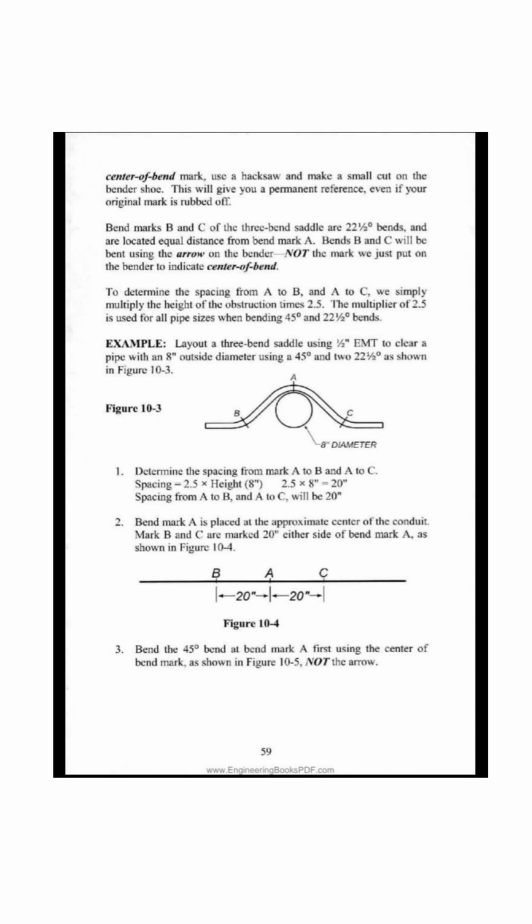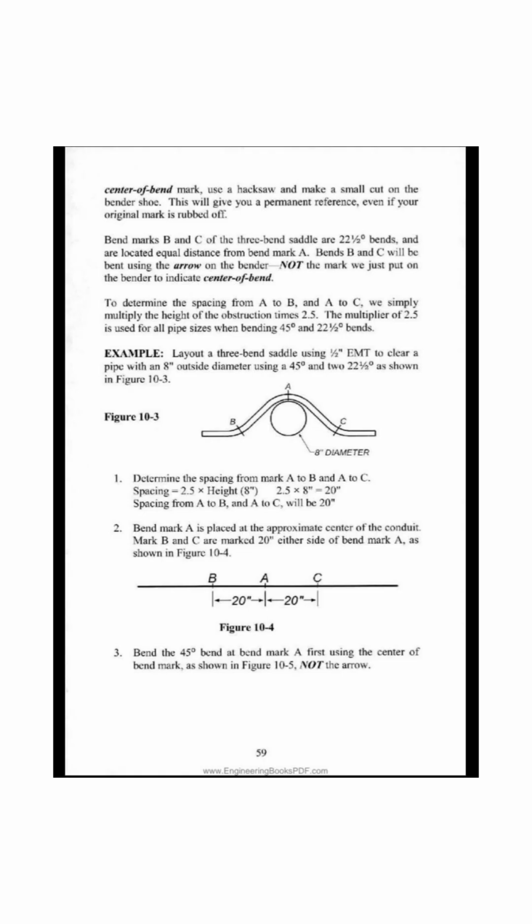To determine the spacing from A to B, and A to C, we simply multiply the height of the obstruction times 2.5. The multiplier of 2.5 is used for all pipe sizes when bending 45 degrees and 22.5 degrees bends. Example: lay out a 3-bend saddle using 1/2 EMT to clear a pipe with an 8 inches outside diameter using a 45 degrees and 22.5 degrees bends as shown in figure 10-3.